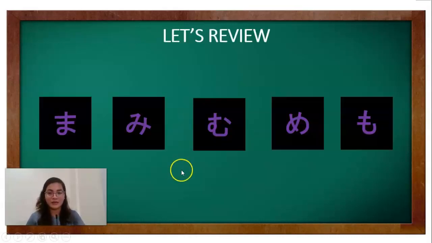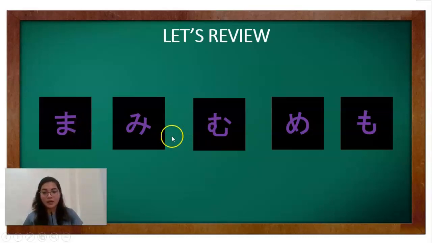Now let's review the ma row again. This is ma, mi, mu, me, mo. Ma, mi, mu, me, mo. Okay? How about you?